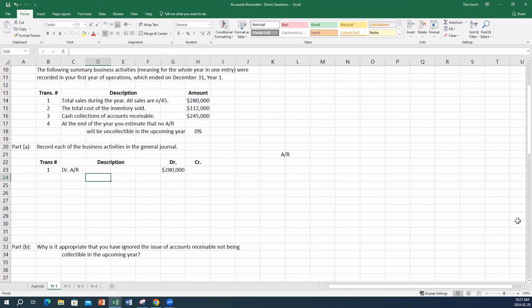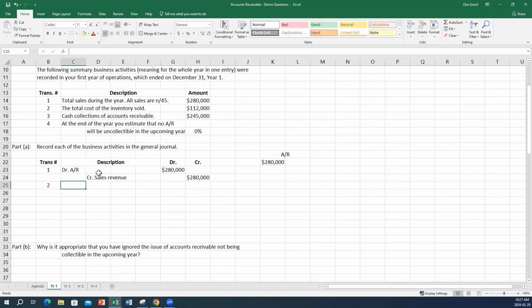What did we give away? Well, we gave away a product which gave us the right to claim revenue. So we've got a credit to sales revenue, same $280,000. My accounts receivable is going to go up by $280,000. I'm not going to track sales revenue right now because there's only one transaction.